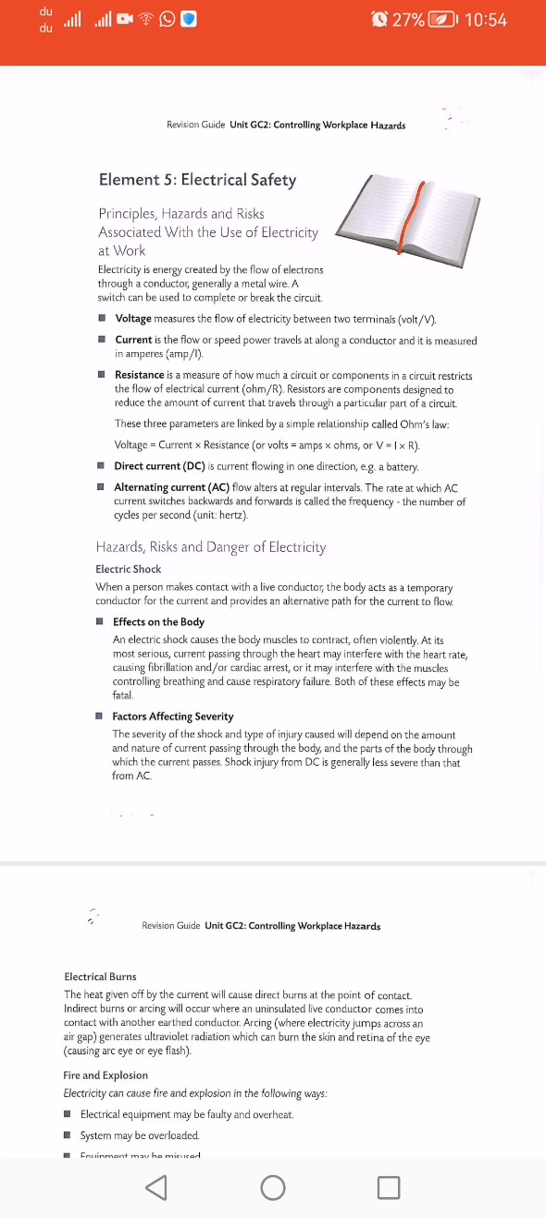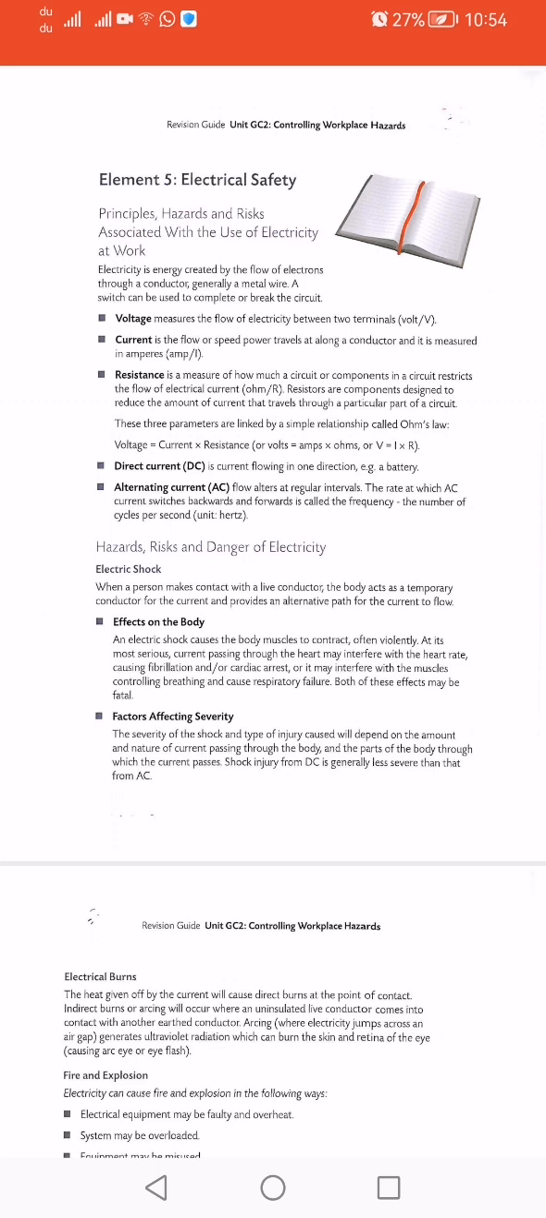So, effects on the body. After you touch a current, what will happen? It will have effects on the body. What are the effects on the body? The electrical shock can cause the body muscles to contract, often violently. At its most serious, current passing through the heart may interfere with the heart rate and cause fibrillation and also cardiac arrest, or it may interfere with the muscles that control the breathing and cause respiratory failure. Both of these effects may be fatal.